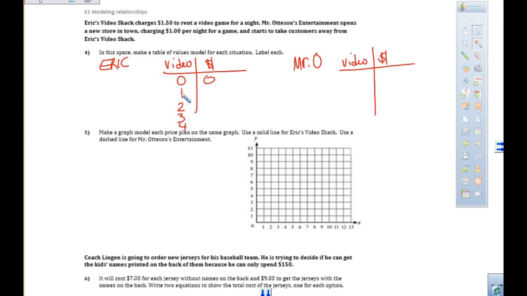You are going to graph both of these 2 tables on this graph in number 5, and it says use a solid line for Eric's and use a dashed line or dotted line for Mr. Addison's. The next 2 are writing equations. This is not due until Monday.